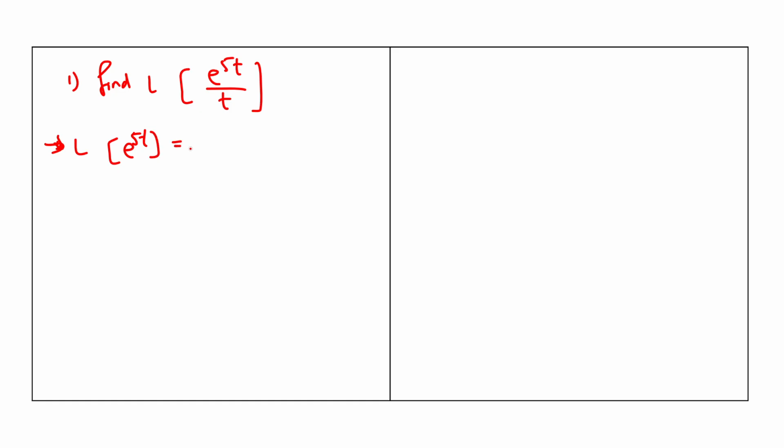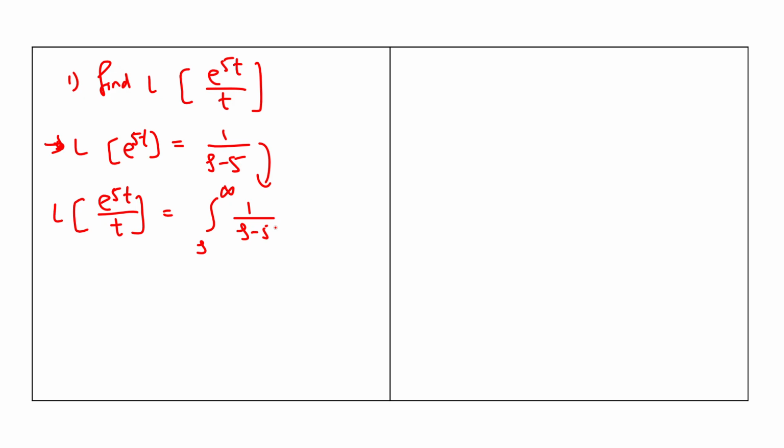So the Laplace of e raised to 5t is 1 over s minus 5, right? And then Laplace of e raised to 5t over t. So you can see here t is in division form here. So that time what we do, we integrate that Laplace by taking limit s to infinity. This Laplace you have to put here. So 1 over s minus 5 and ds.